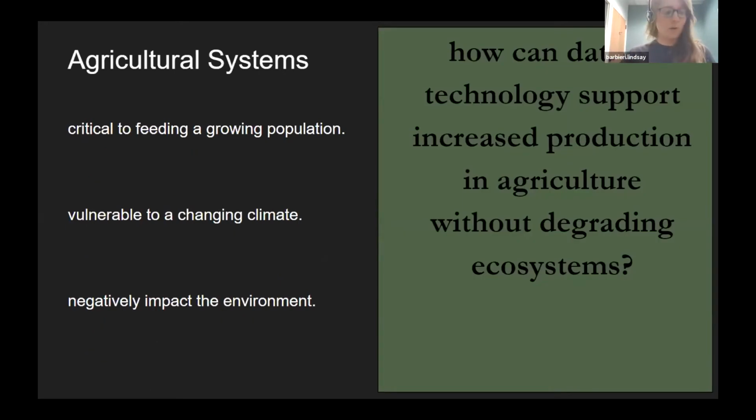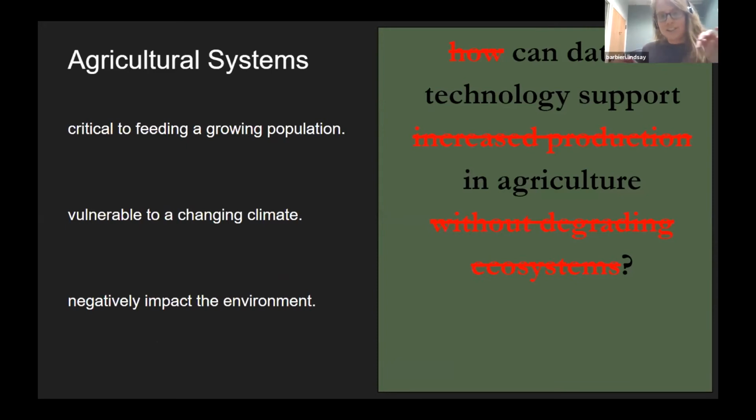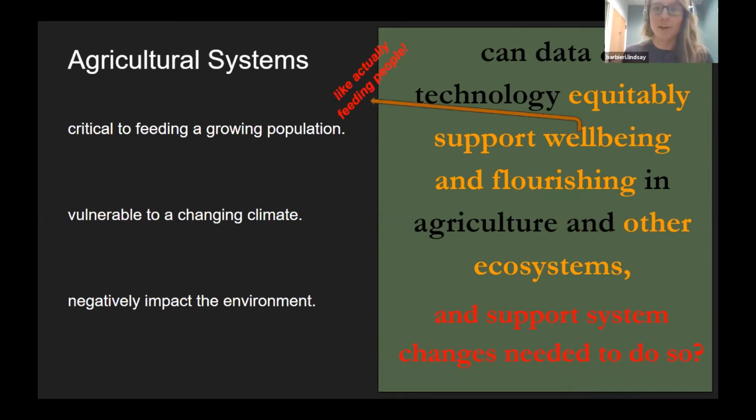So when we look back at this one question again, we can now shift it slightly, take away some of these components and deepen it to get a really complex question of: can data and technology equitably support well-being and flourishing in agriculture and other ecosystems, and then also support the system changes that might be needed to do so? It's a tangle, and for me it opens up an important context, because if we broaden, shift, and deepen this question in this way, there's still a really rich way that technology and data can help support answering questions like these.